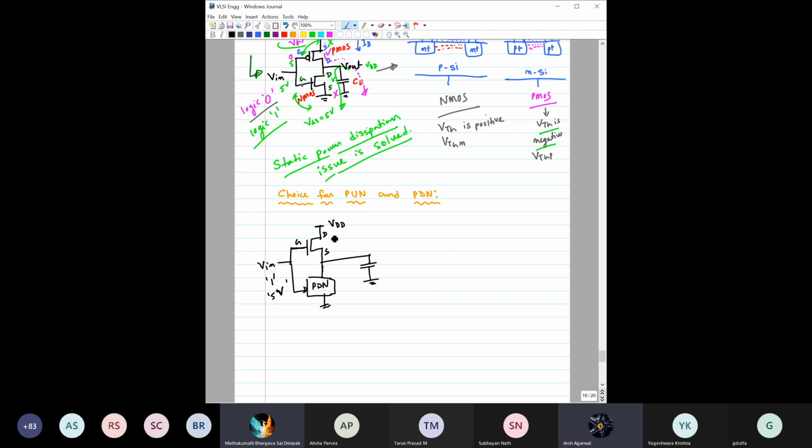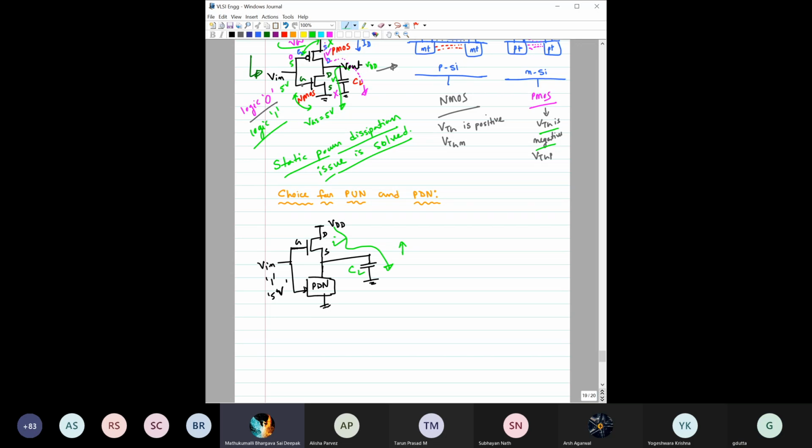Off. On, sir. On, right? So this transistor would be on, right? Okay. So as this transistor is on, it will charge the load capacitance. So the load capacitor output voltage will increase. So what's wrong in this?